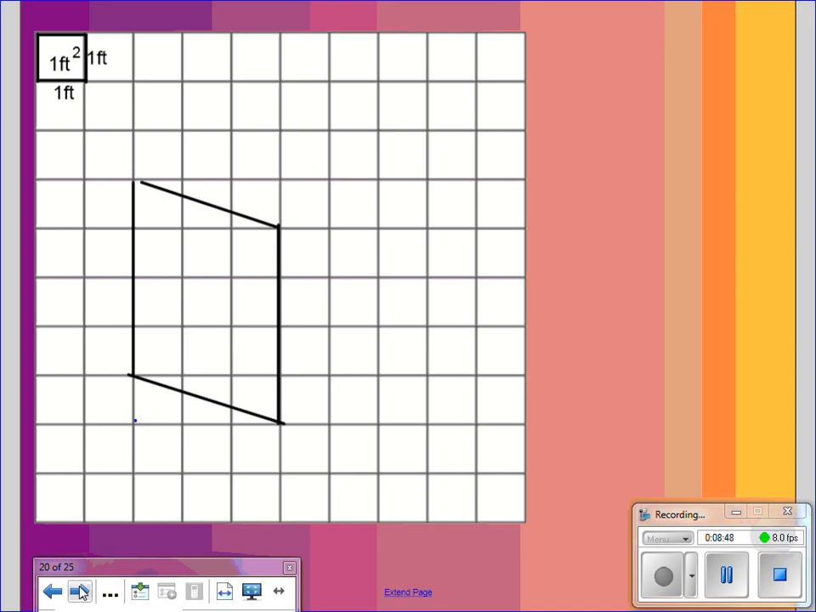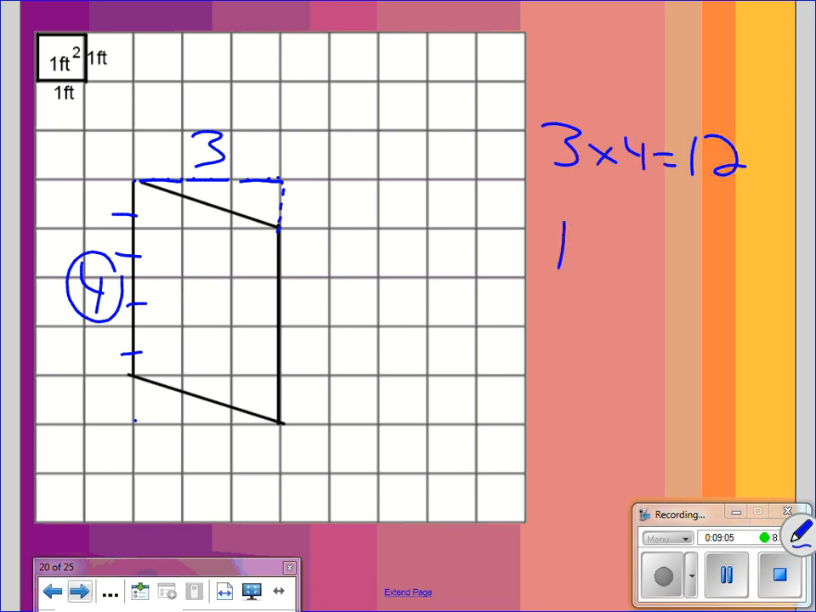There's one that's kind of flipped on its side. If I go up and over, I have 1, 2, 3. 1, 2, 3, 4. 3 times 4 gives me 12. 12 feet squared. Now let's take a look here. If I were to take this little triangle, wouldn't it fit right in this spot? If it were to happen, then I would have a rectangle right here, which would be 3 times 4. That's why in a parallelogram you're not dividing by 2.